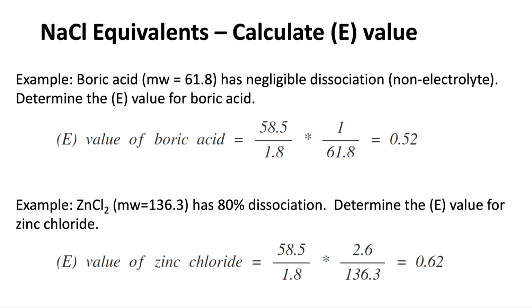And can you interpret that? If we just said the E value for zinc chloride is 0.62, you would set that up as meaning 0.62 grams of sodium chloride per gram of zinc chloride. All right?